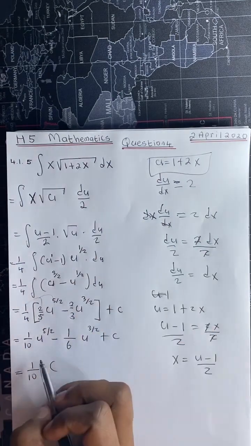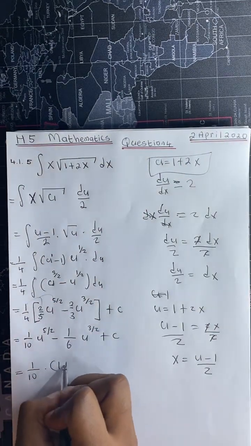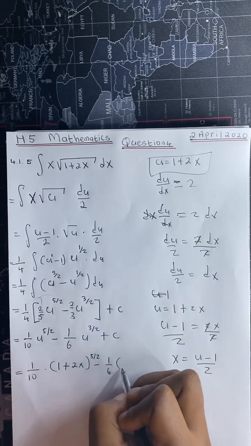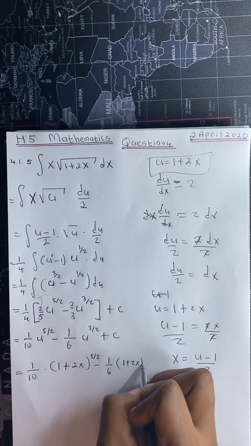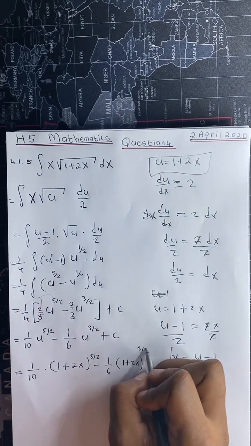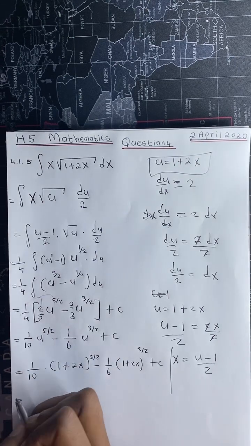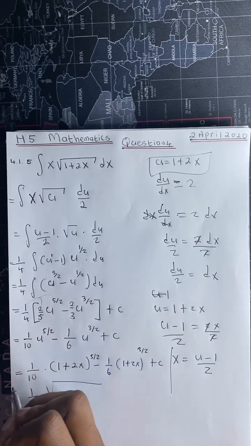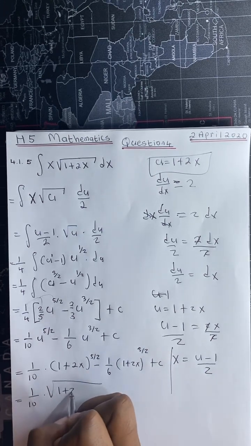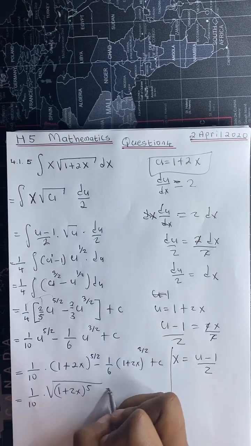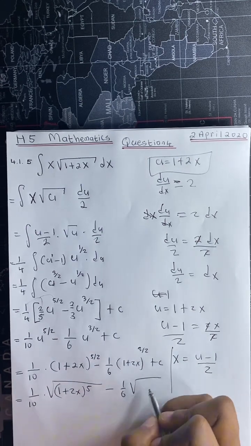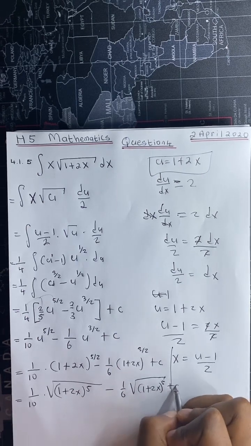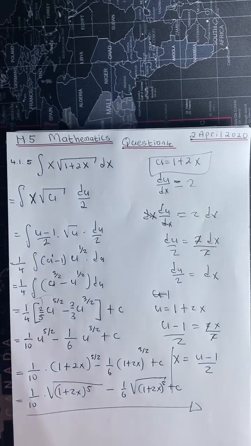So in the place of u, let's substitute back the 1 plus 2x raised to the power 3 over 2 plus c. We can simplify this further by writing this as the square root of, or you can just leave it here, 1 plus 2x raised to the power 5, minus 1 over 6, the square root of 1 plus 2x raised to the power 5 plus c, and this will be our answer for question 4.1.5.